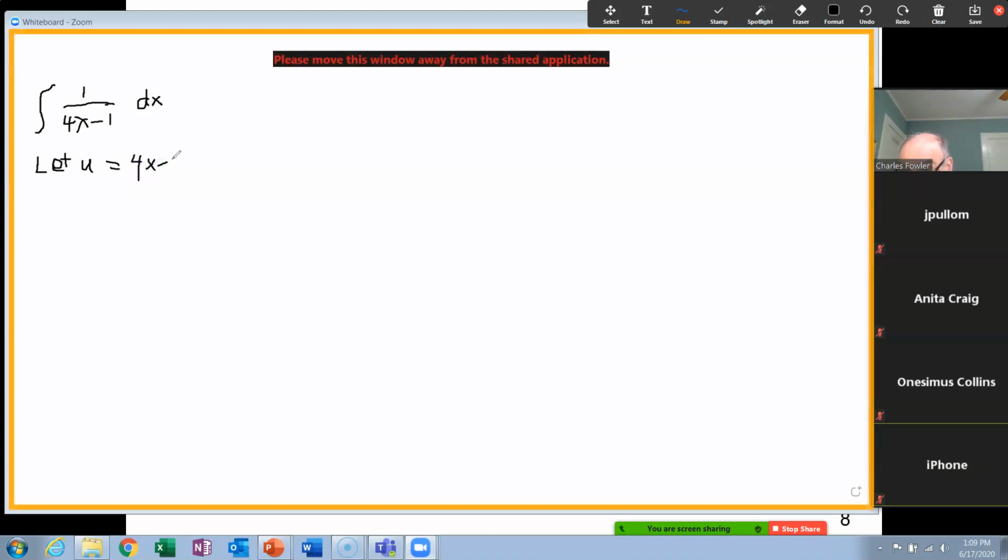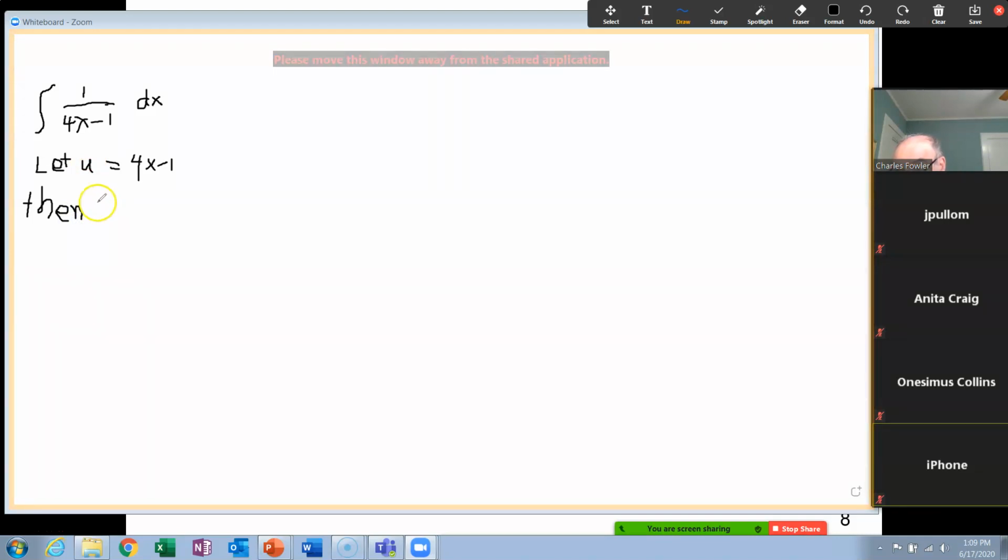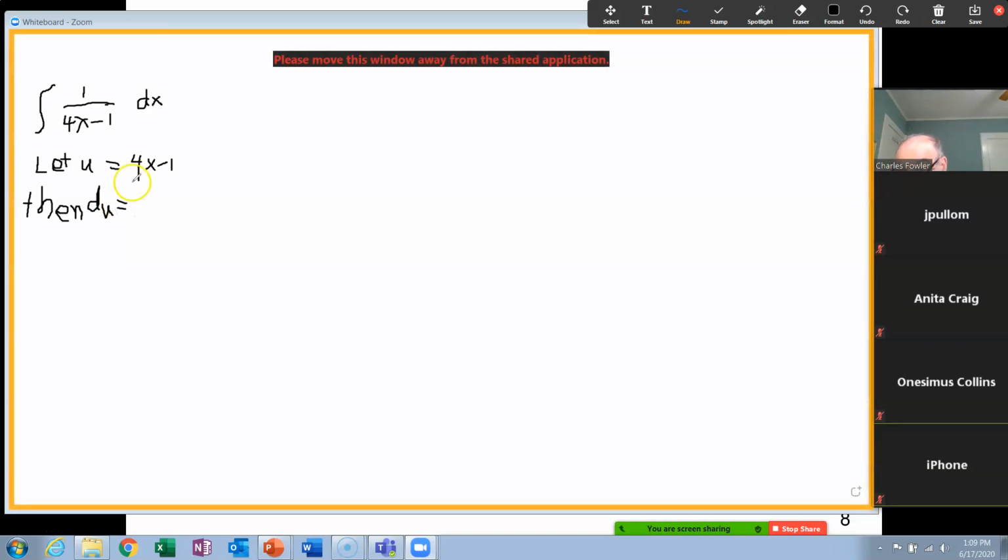Sorry about the writing. Okay, there's your U substitution. What always follows the u substitution? A du. And that almost always means take the derivative of u, at least the differential of u. Du is equal to, and someone tell me what du is. If u is 4x minus 1, what's du?